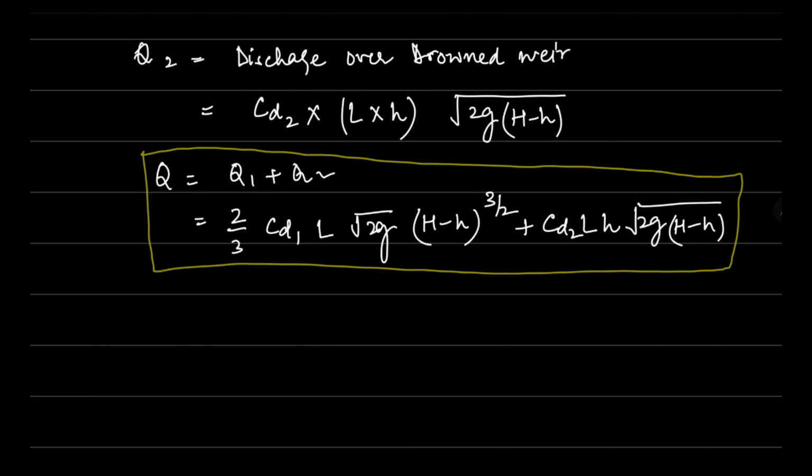Somewhere you may arrive at a situation where the problems do not mention that there is a difference between CD1 and CD2. In such situations, you can assume a uniform coefficient of discharge for both the sections.